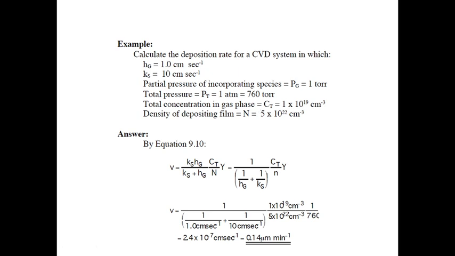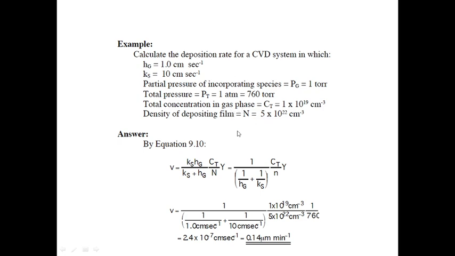This is an example. Of course, don't worry about the equations we have. I just want to show you the typical rate at which these things happen, because you can see there is a total pressure and a pressure of the incoming species. These are all different pressures we are talking about, and the gas concentration also matters for the rate of deposition.